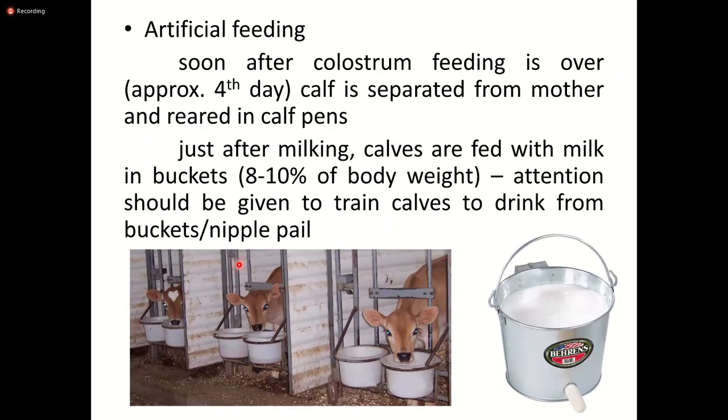Artificial feeding, as you can see, what we usually do is we first harvest all the milk from the mom and divide that into specific portions. This is for the selling purposes. This is for the calf or the young one, which means based on the body weight, 8 to 10% of milk will be provided for these animals through these buckets or maybe through the bottles, right?